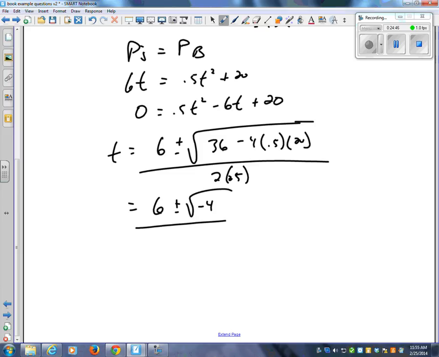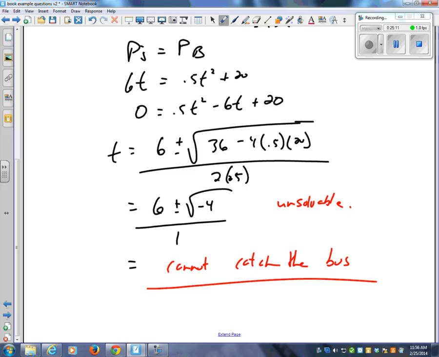What does it mean when you've got a negative here? It means it's unsolvable. Which means what? He doesn't catch the bus. He cannot catch the bus. Tough luck, Jack.